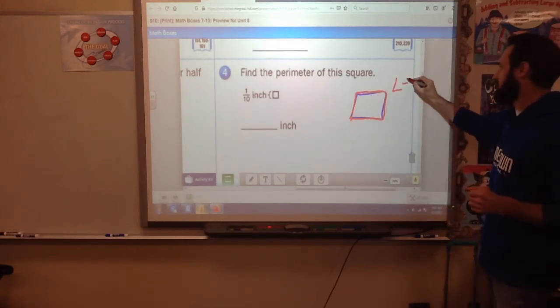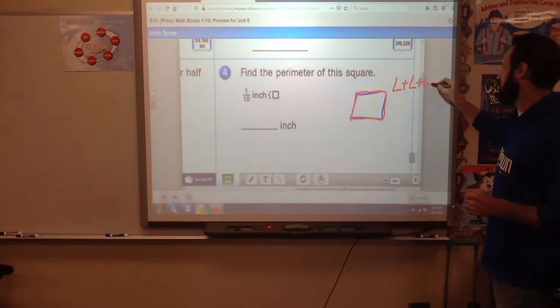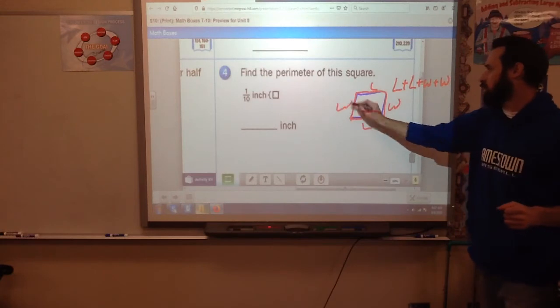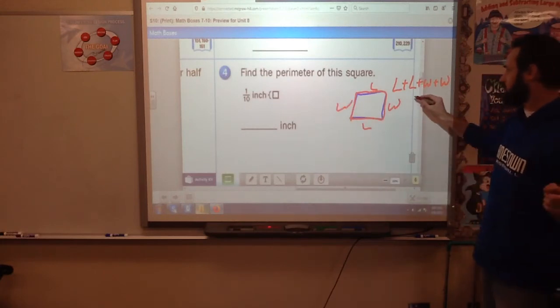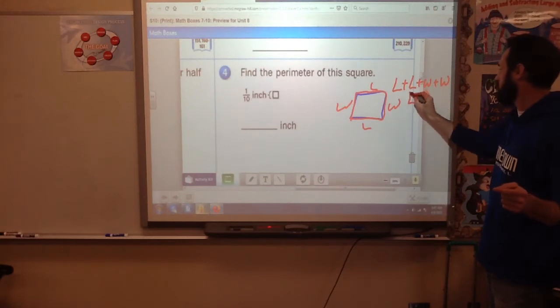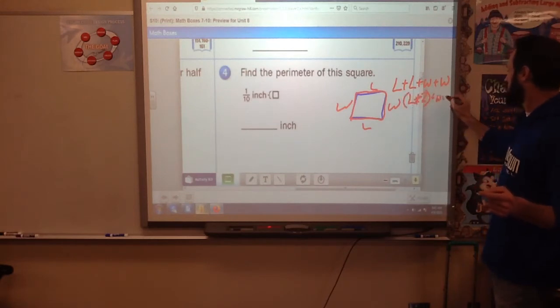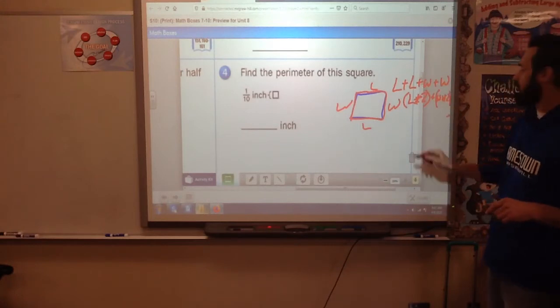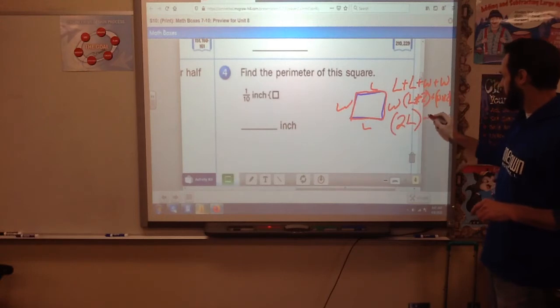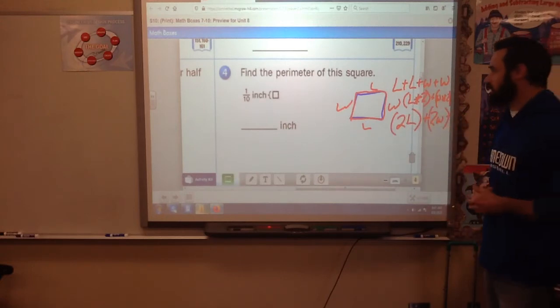It's length plus width, where length is usually the longer of the two and the width is the side. But you could also do length times 2 plus width times 2. And I'm squeezing it in there. Or 2 times length plus 2 times width. A couple different ways to do it.